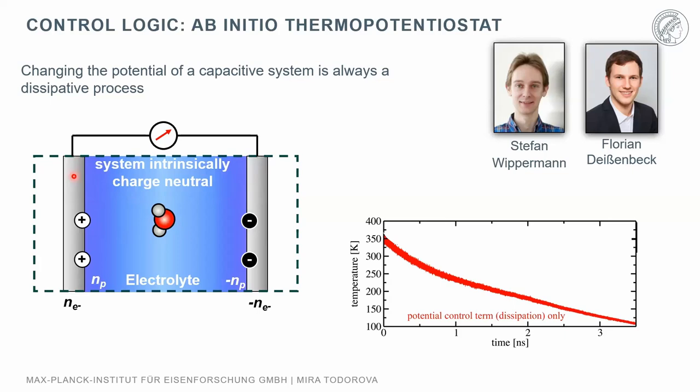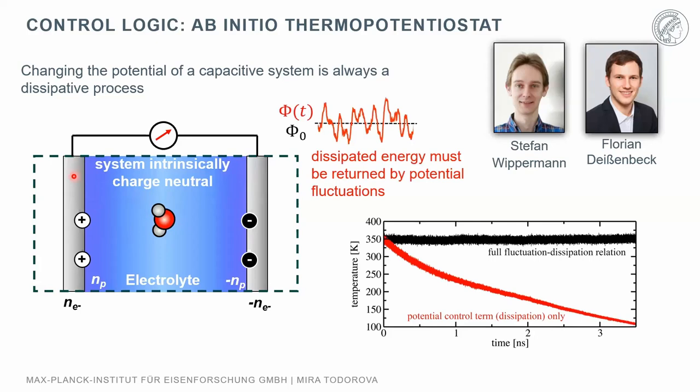Now we need to make sure that we return the dissipated energy to the same kind of degrees of freedom where it was dissipated. And this is done by the fluctuations in the system, similarly like a thermostat is returning them. So we must consider both this dissipative energy and also the potential fluctuations in order to be able to describe our system and not cool it. If we only consider dissipation, we see that eventually we cool our system and we can produce something like a flying ice cube effect. If we couple correctly the thermostat and the potentiostat, we are able to retain the temperature even by just using the potentiostat. One can make the analogy to a thermostat.